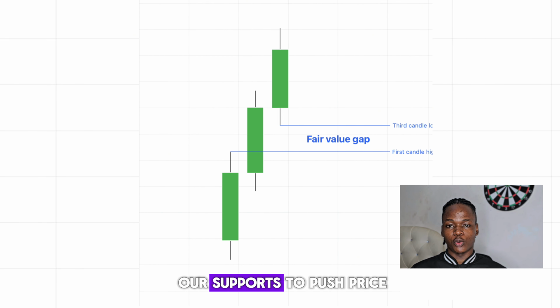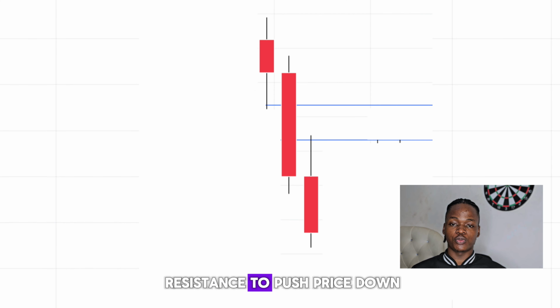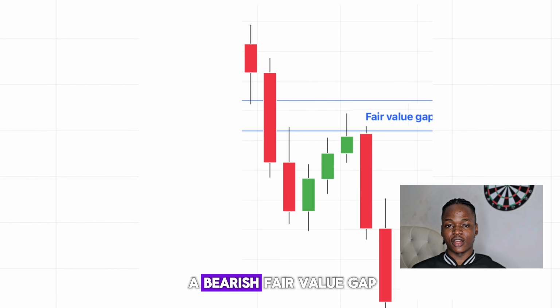Fair value gaps act as support to push price up in the case of a bullish fair value gap, and as resistance to push price down in the case of a bearish fair value gap.